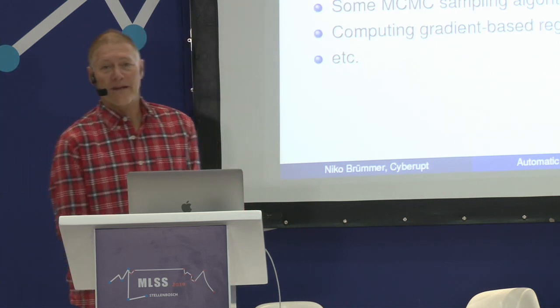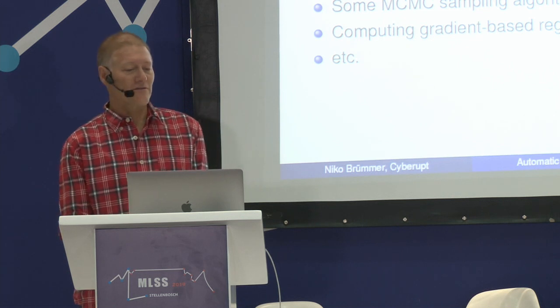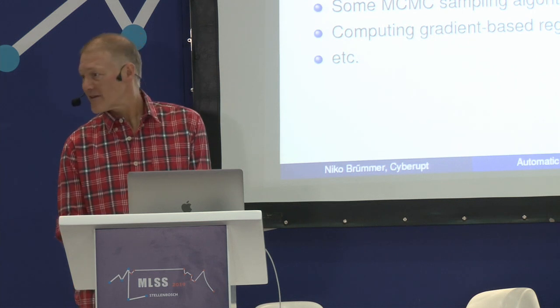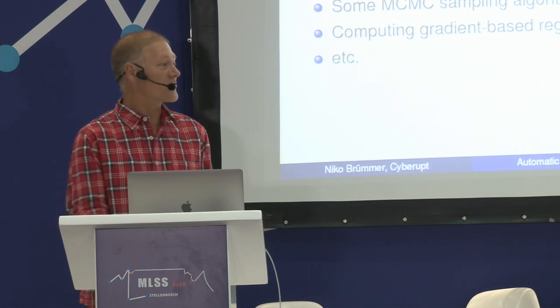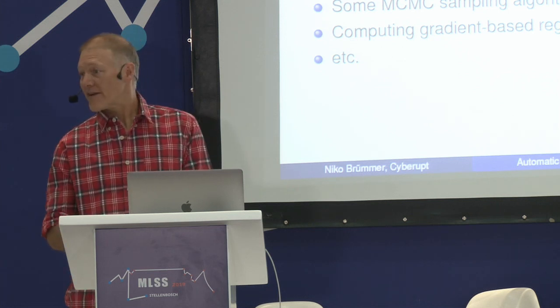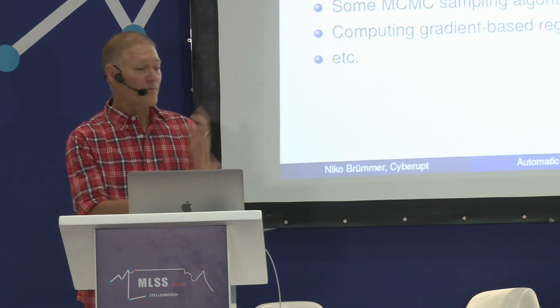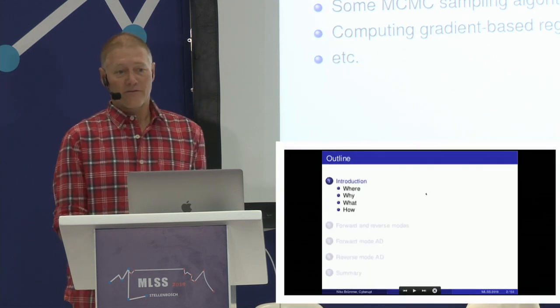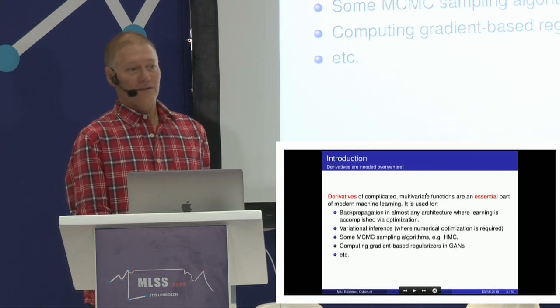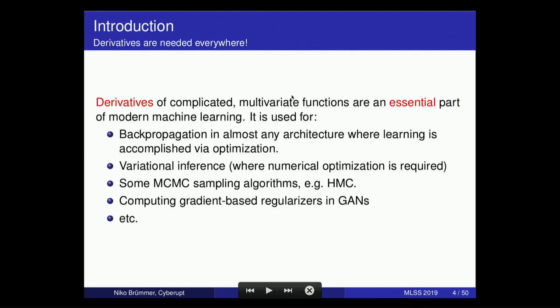Derivatives of complicated multivariate functions are an essential part of modern machine learning. The first application that comes to mind is when you're optimizing things, when you're training a neural net, or when you are optimizing the variational parameters of a probabilistic model, you need to go down the gradient and you need to find the gradient. So if it's a complicated network of interacting functions, a function composition, that's quite a hard problem to calculate the derivatives.